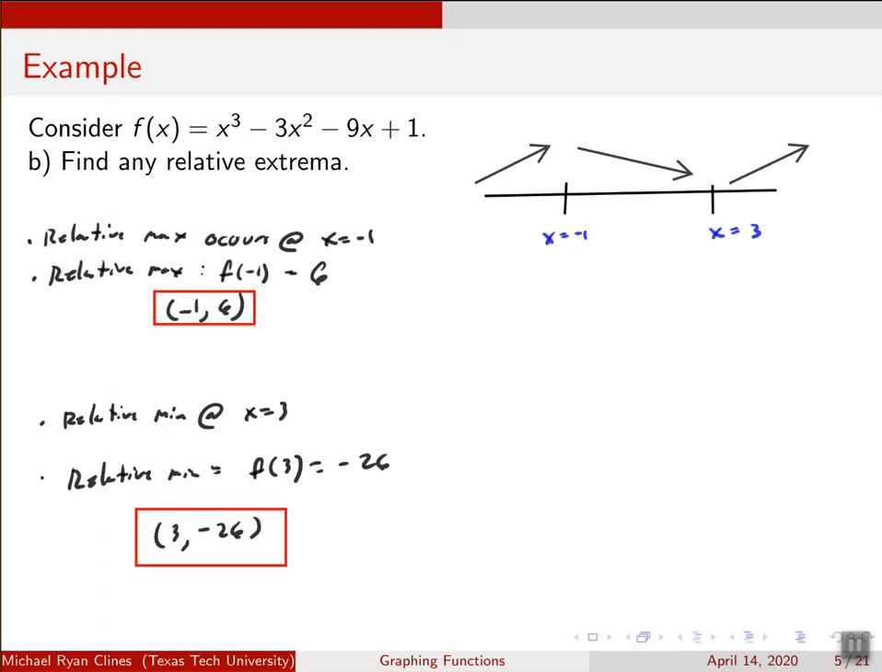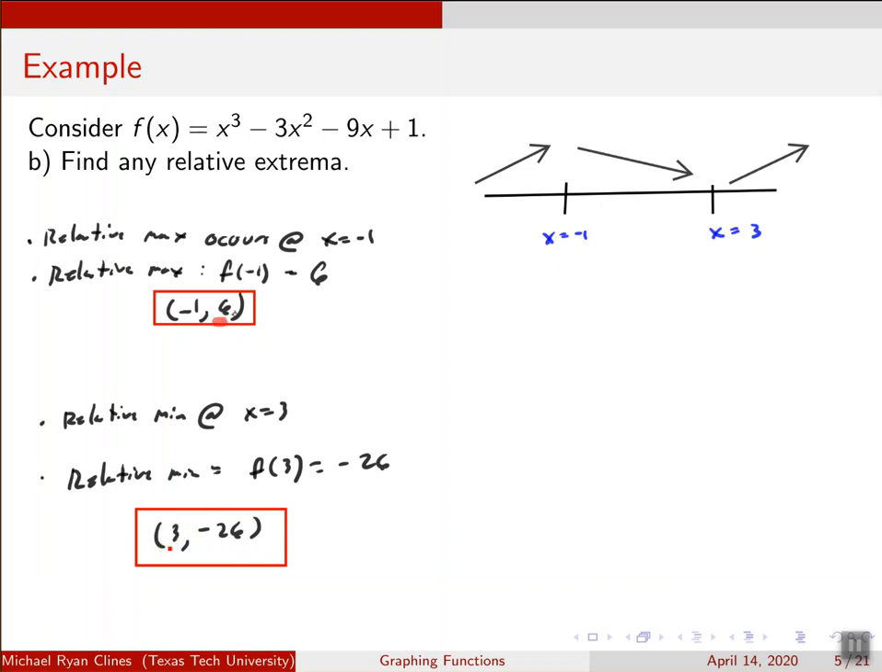And once again, write this as a point, as a tuple. It tells you where it is, and it tells you what the value is. So this right here, it's -26. That is the relative minimum. 3 is where it occurs.